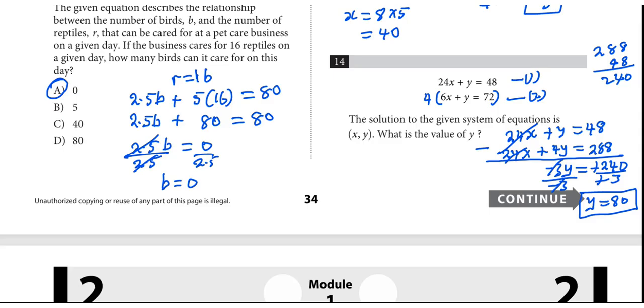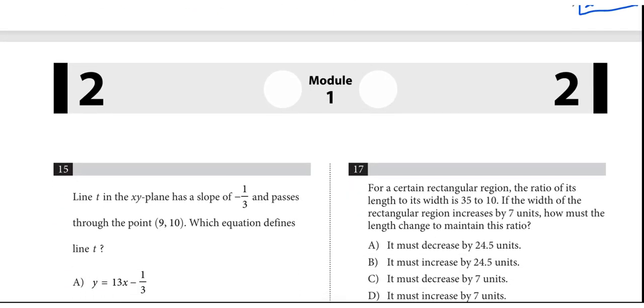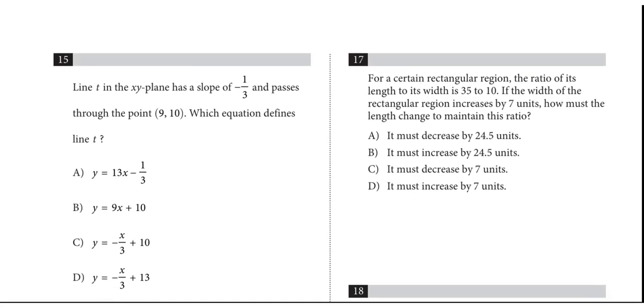All right, so let's go to question 15. Line T in the xy plane has a slope of negative 1 over 3 and passes through this point. Which equation defines line T? Remember that slope is already given. m is equal to negative 1 over 3, and we also have a point which is (9, 10). So x is 9 and y is 10.